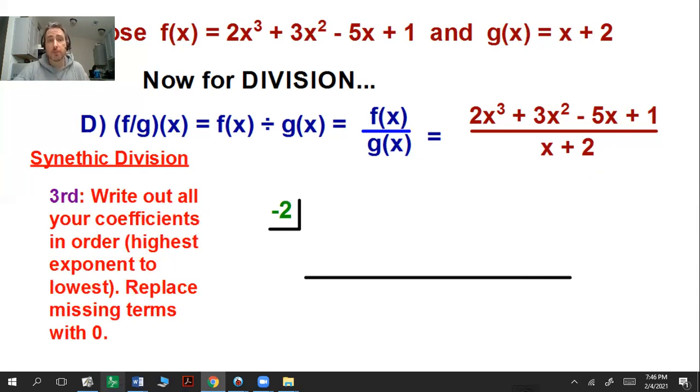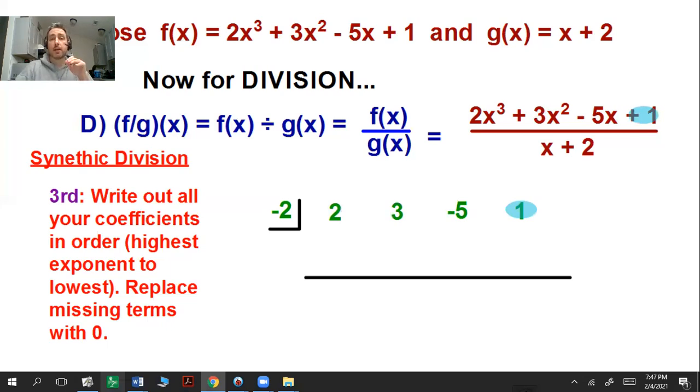Your third step is to write out your coefficients from your expression. So look for any missing terms. You have 2x cubed plus 3x squared minus 5x plus 1. Everything is in order. We don't have to worry about filling anything in. Lay those coefficients out. So you got the 2, the 3, the -5, and the 1. And you put those to the right of the number in the box.